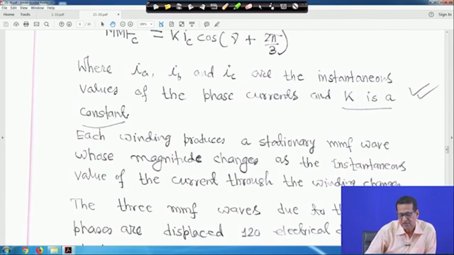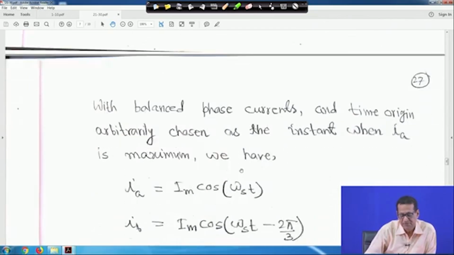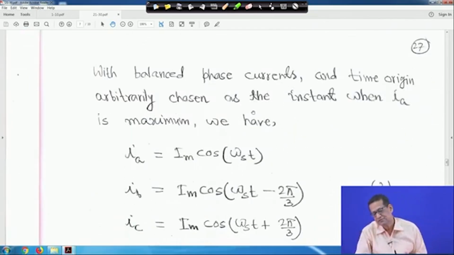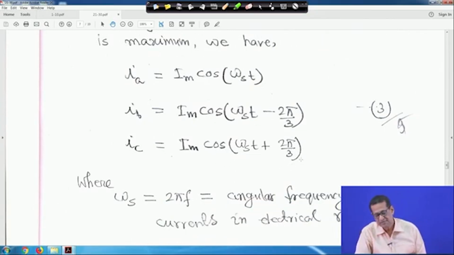Now each winding produces a stationary MMF wave whose magnitude changes as the instantaneous value of the current through the winding changes, right? The three MMF waves due to the three phases are displaced 120 electrical degrees apart in space. That we know, because from three phase studies we have studied, so you know all this, right? Now with balanced phase currents, in this course we will only consider the balanced case, right? And with time origin arbitrarily chosen as the instant when IA is maximum, we can write IA equals Im cos omega s t, IB equals Im cos(omega s t minus 2 pi by 3), and IC equals Im cos(omega s t plus 2 pi by 3).